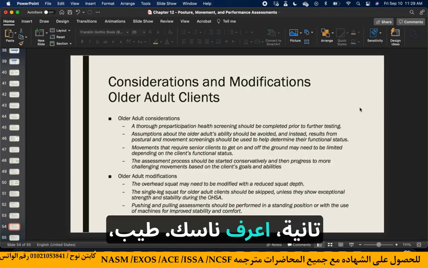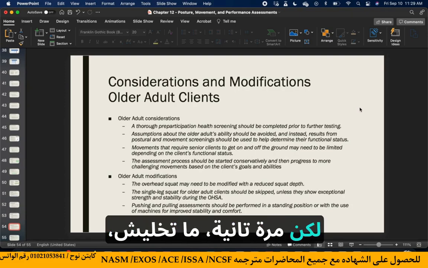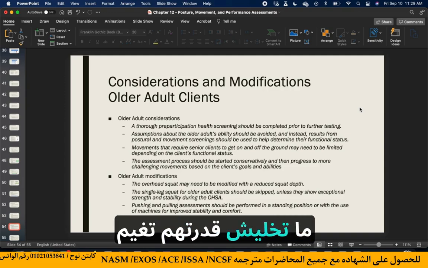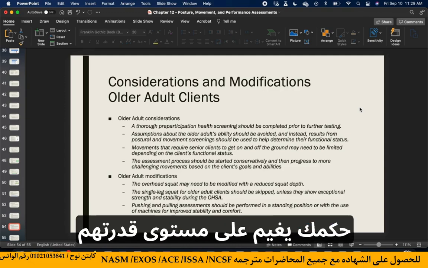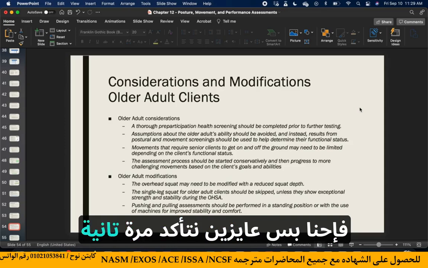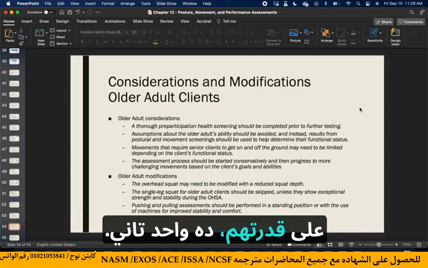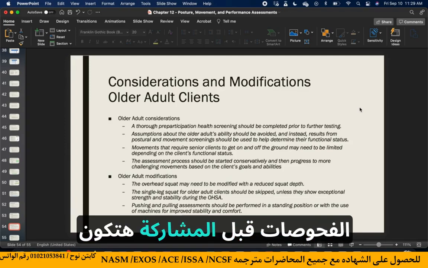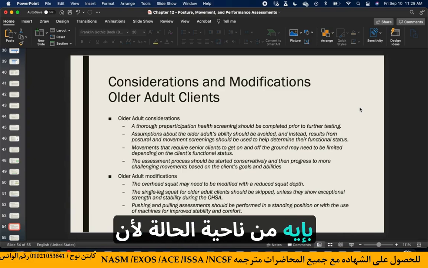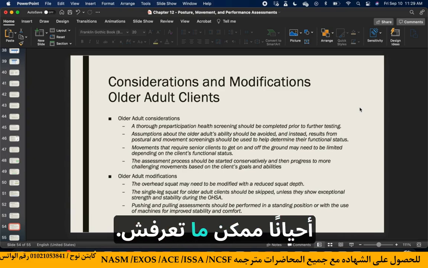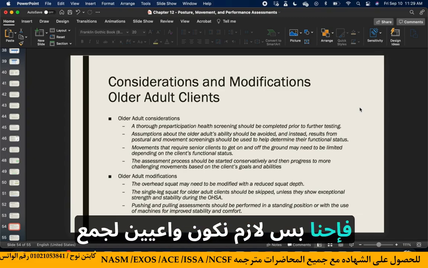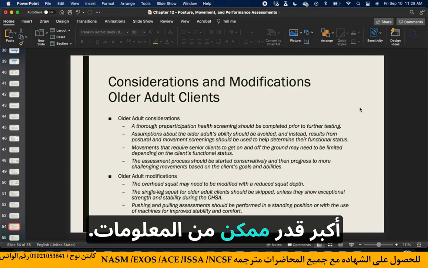Older adults, again, know your people. Just because they're older, don't let their age cloud your judgment of what their ability level really is. We just want to make sure that up and down off the ground is based on their ability. Pre-participation screenings are going to be optimal because we don't know what condition they're coming in with, because sometimes you can't see osteoporosis, you can't see arthritis. So we just have to be aware to get as much information as possible.